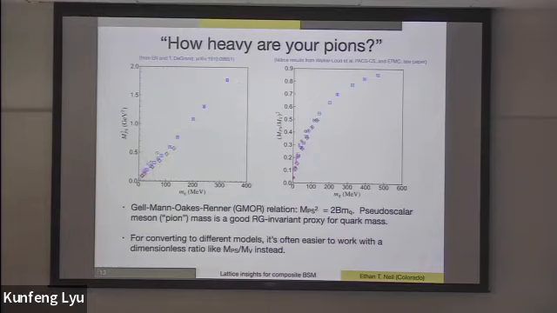Yeah, sorry. What are the different colors? Yeah, so the different colors and symbols are just different lattice groups. I should have said that. So now this is a collection of many results from many different groups, all studying SU(3) at various different quark masses.